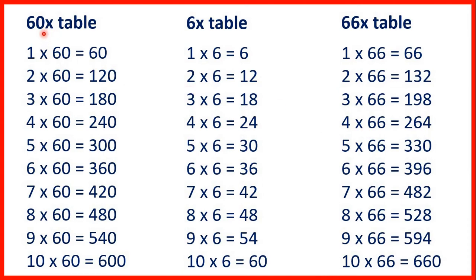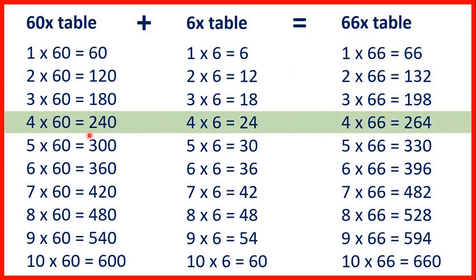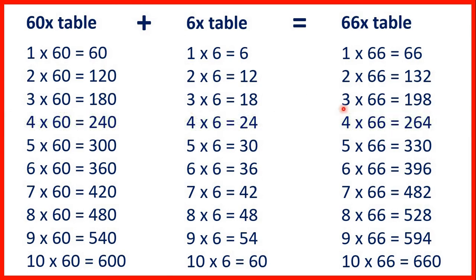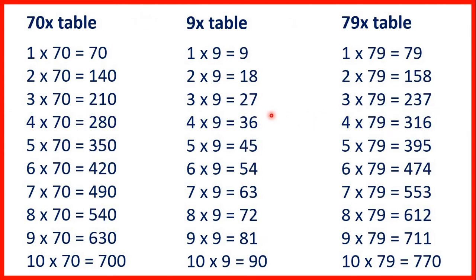Now for this first question, we needed to work out 4 times 66. But if we add the 60 times table and the 6 times table, we get the 66 times table. So we could work out that 4 times 60 is 240 and 4 times 6 is 24. And that means that 4 times 66 is the total of 240 and 24. So that's 264.